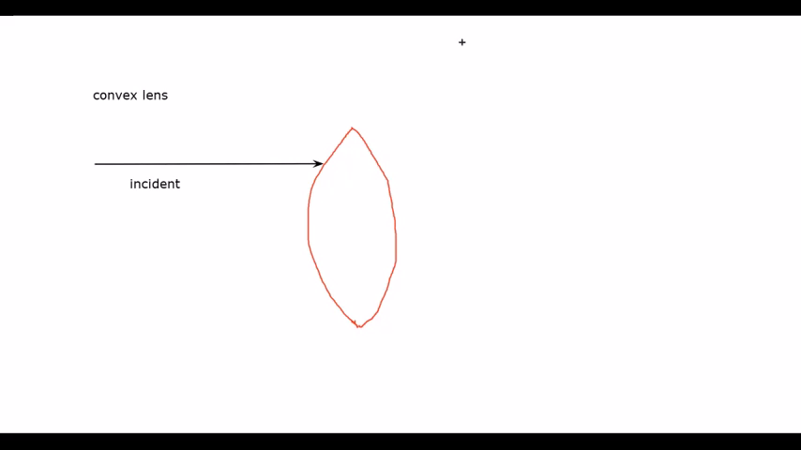So if this is a surface, we have to draw a perpendicular, or 90 degrees. When I draw the perpendicular, this yellow line is representing the normal. Why? Because the surface and the normal are always at 90 degrees to each other.